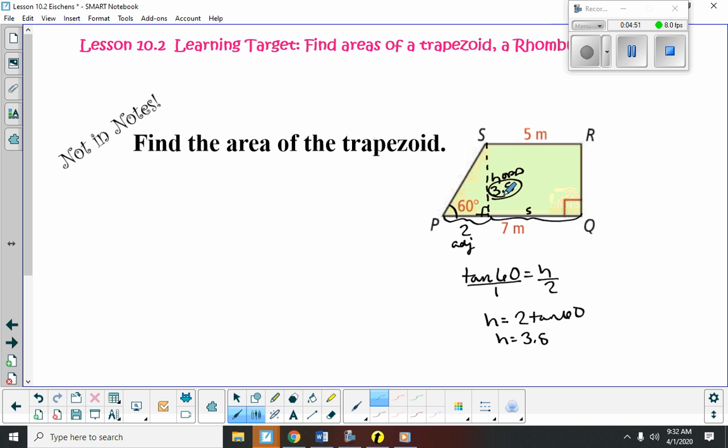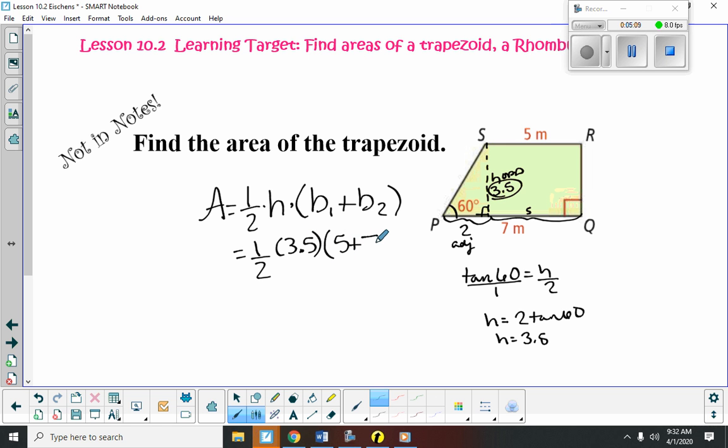All right, so find the area of the trapezoid. Area equals 1/2 times the height times the sum of the bases. All right, now we just have to fill in those values. The height is 3.5, and the bases would be 5 plus 7. So that's 1/2 times 3.5 times 12. And that gives you 21, and that would be meters squared.